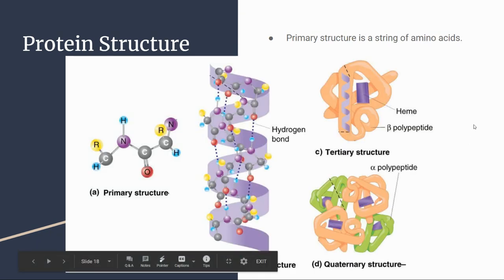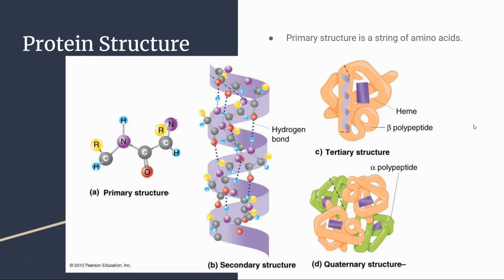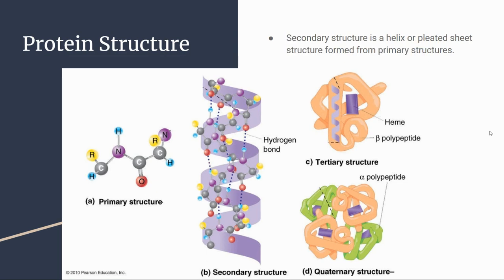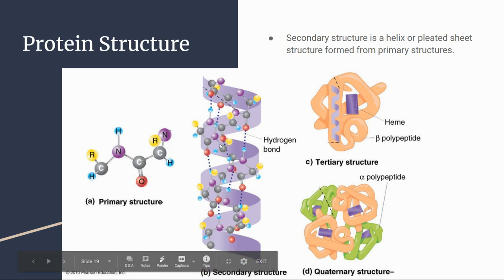So the primary structure of proteins is just a string of amino acids. If we look at A, this is the primary structure. The secondary structure is a helix structure formed from primary structures. So you have some primary structures put together in a helix or a pleated sheet type structure.